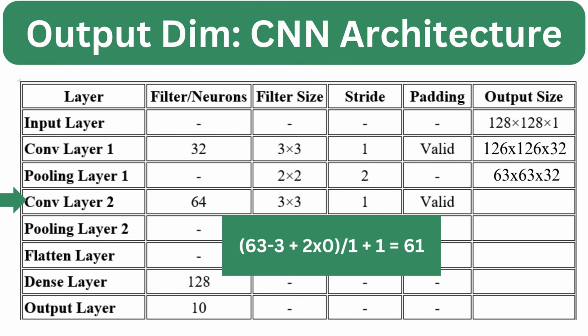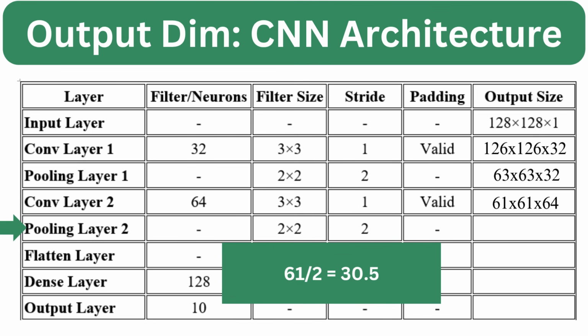Next, we pass this input to a convolutional layer with 64 filters of 3 by 3 with stride 1 and no padding. So let's put the things in the formula. 63 minus 3 plus 2 times 0, divided by 1, plus 1. So we will get output of 61 by 61. Now what would be the depth of this output feature map? It would be 64 because we have 64 filters in this convolutional layer. So the output would be 61 by 61 by 64.